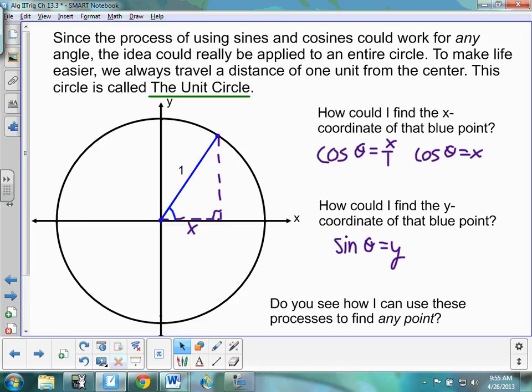So this process can be used to find any points. Any point is going to be some angle from the center and some hypotenuse distance. We like to think of the hypotenuse as just being 1 unit, so we can find everything from there.